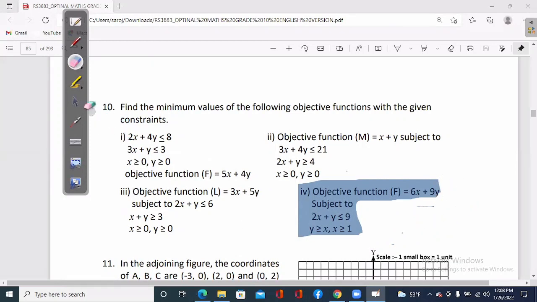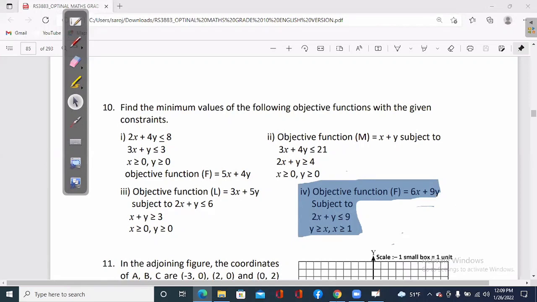So I hope that everybody has copied the question. Question number 10 IV. Now here we have the objective function 6x plus 9y, and there are 3 inequalities given in the question: 2x plus y is less than or equal to 9, y is greater than or equal to x, and x is greater than or equal to 1. The question asks to find the maximum value. Let's copy so that I can go to the next page.